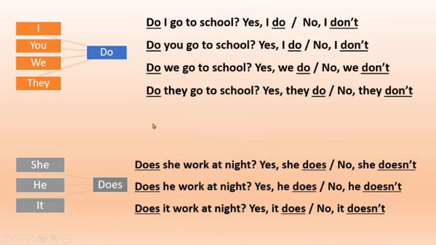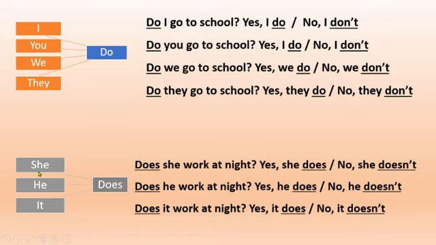Now, here we have more examples. First person: I, you, we, they, do. She, he, it, does. For example, do I go to school? Yes, I do. No, I don't. Do you go to school? Yes, I do. No, I don't. Do we go to school? Yes, we do. No, we don't. Do they go to school? Yes, they do. No, they don't.